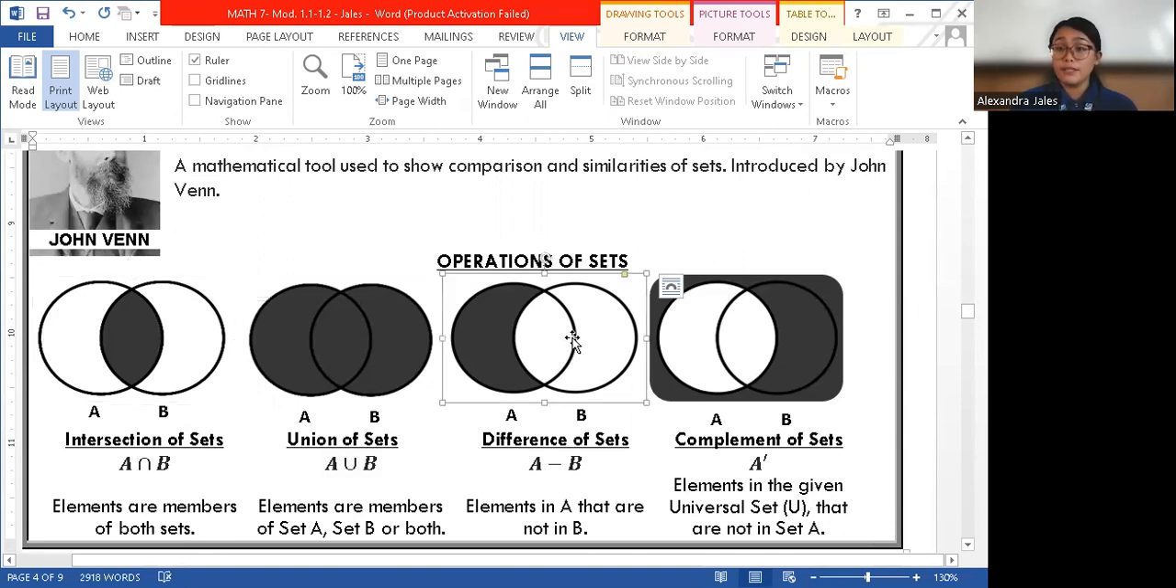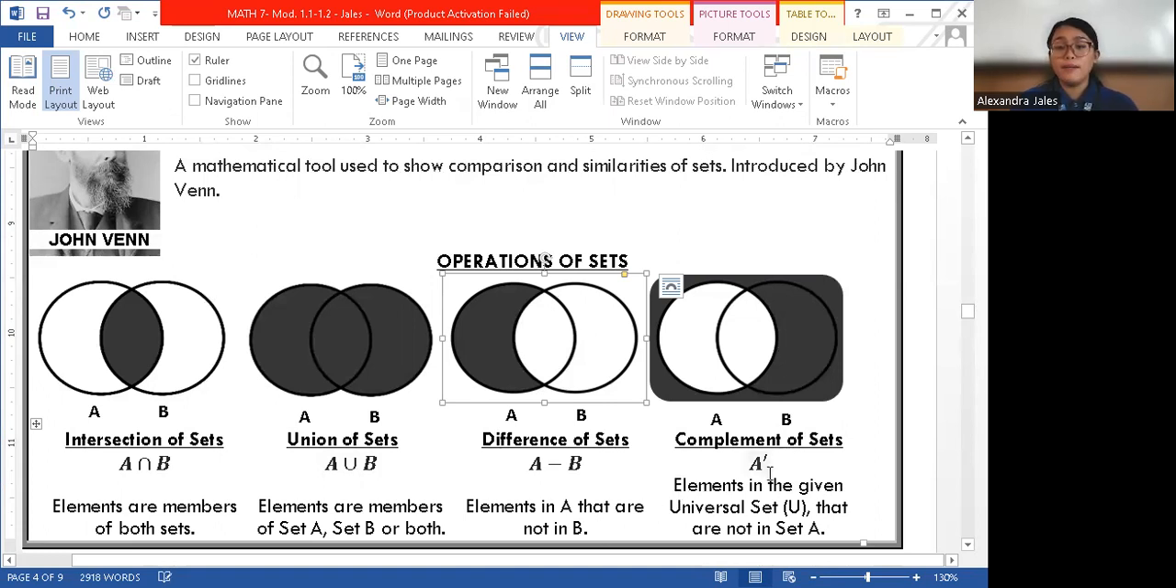And we have here difference of sets. So we have here A minus B. That means elements in A that are not in B. That is why this part is not shaded, even though this is also part of A. But take note, it's not included because we're just looking for elements in A that are not in B.